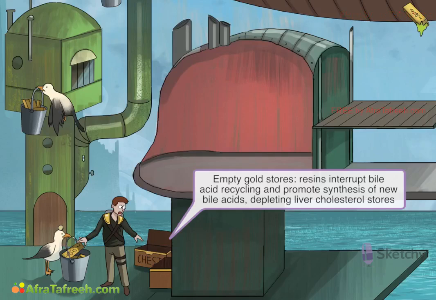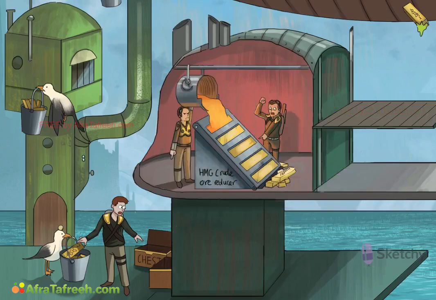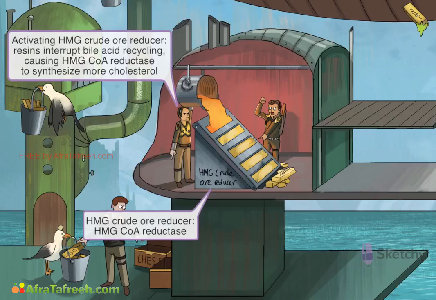And now look what you've done. You've consumed all of the liver's cholesterol stores. One way the liver compensates is by increasing the activity of HMG-CoA reductase, the crude ore reducer responsible for producing some shiny new cholesterol currency. In other words, cholestyramine, colestipol, and colesevelam actually increase cholesterol synthesis by the liver. Cholesterol that is diverted toward the synthesis of new bile acids.